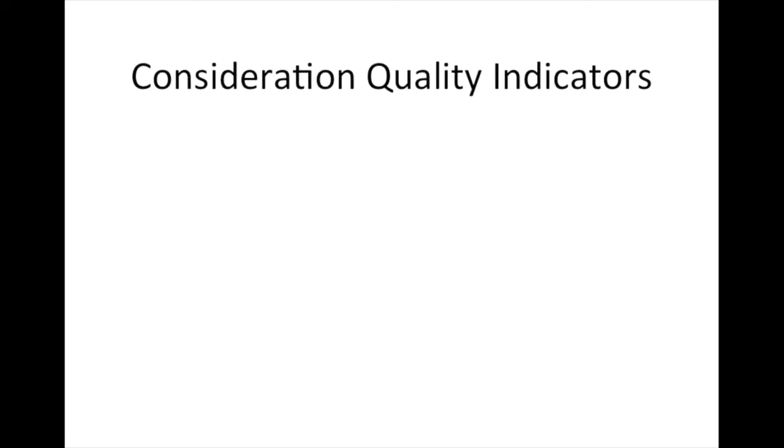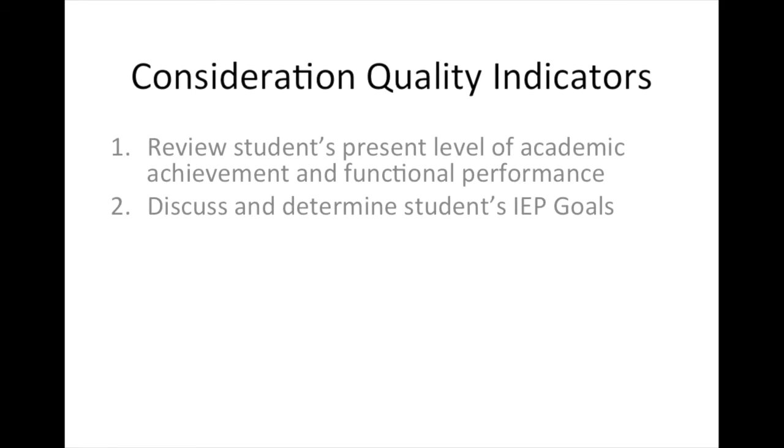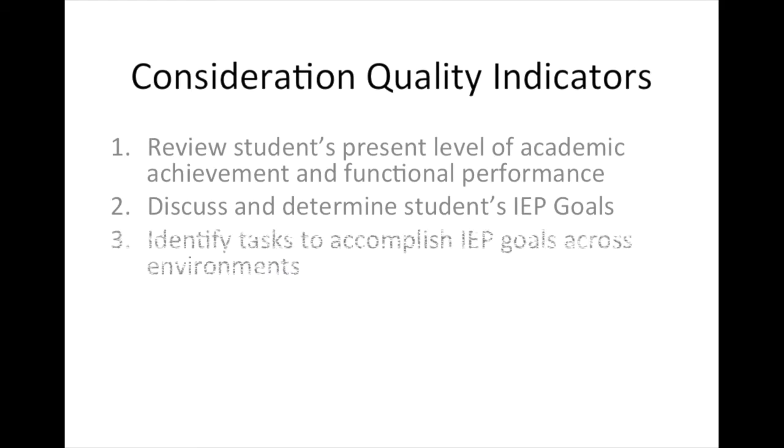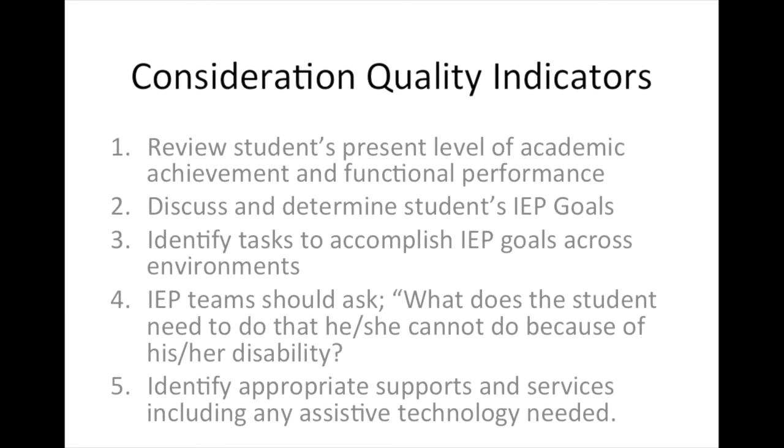First, let's look at consideration quality indicators. We begin by reviewing students' present level of academic achievement and functional performance. The team must then discuss and determine students' IEP goals. Identify which tasks to accomplish IEP goals across all environments. IEP teams should then ask, what does the student need to do that he or she cannot do because of his or her disability? Finally, we must identify appropriate supports and services, including any assistive technology needed.